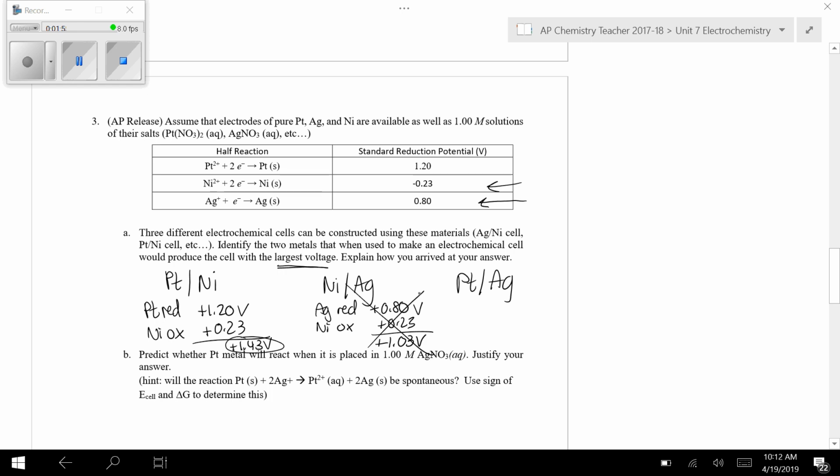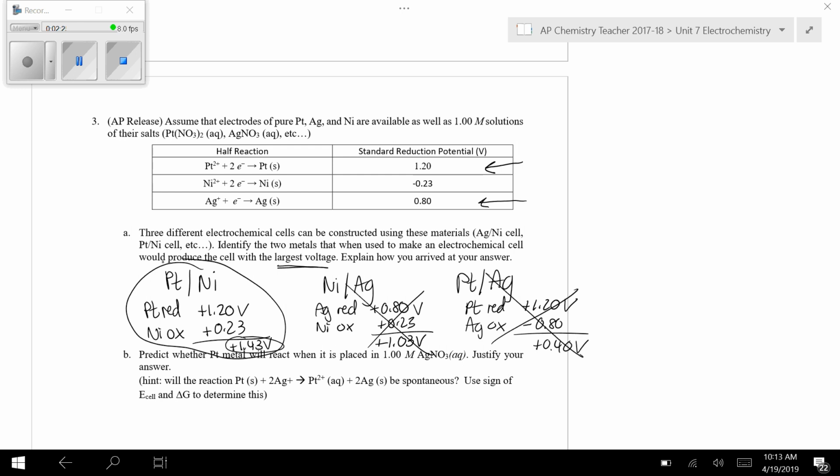Okay, and then platinum, silver. So in that case, platinum would be reduced because it's got the higher reduction potential when you're comparing these two. Silver would be oxidized. So you would flip the sign around, and that would give you 0.4 volts. So it looks like the highest voltage right here is the platinum nickel cell. So you're just kind of comparing three scenarios, almost like three little problems in one.